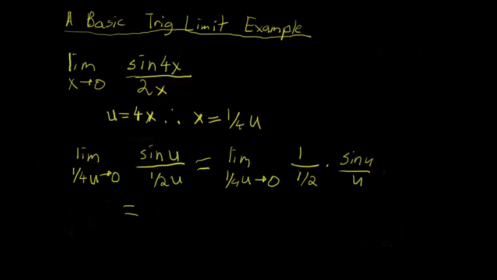And the limit of a constant times a function is a constant times the limit of that function. So we can write this as 2 times the limit as 1/4 u tends to 0 of sine u over u. And again, that's because 1 over 1/2 is equal to 2, and 2 is a constant. The limit of a constant times a function is that constant times the limit of the function.